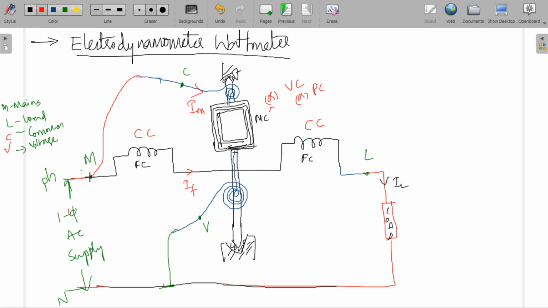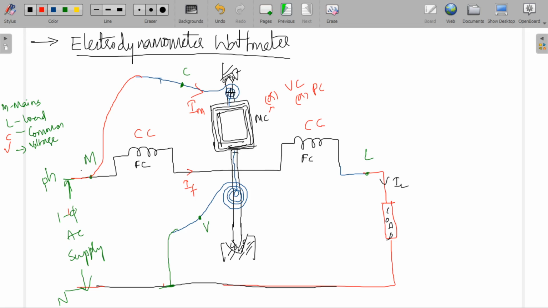These two are fixed coils. They carry the current which is flowing through the load. These two coils can be made more massive, with a large cross-sectional area, to carry a considerable amount of current. Coming to the moving coil, it is connected across the applied voltage and carries current proportional to the applied voltage.